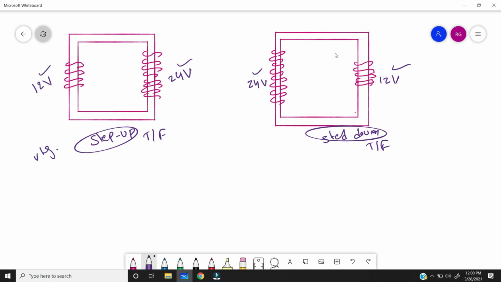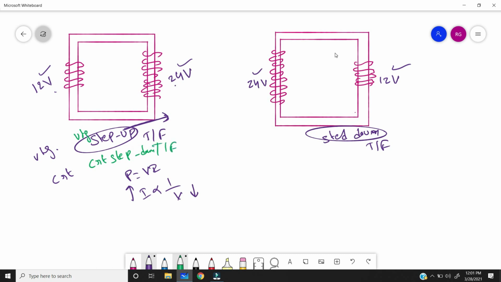Now, voltage only. What about current? We know the formula: power is equal to voltage into current. Current is inversely proportional to voltage, right? Meaning if you increase the current, voltage is decreasing. Here, step-up transformer means it can increase the voltage from 12 to 24, and it is also known as a voltage step-up transformer, meaning we are increasing the voltage, and it is also known as a current step-down transformer.